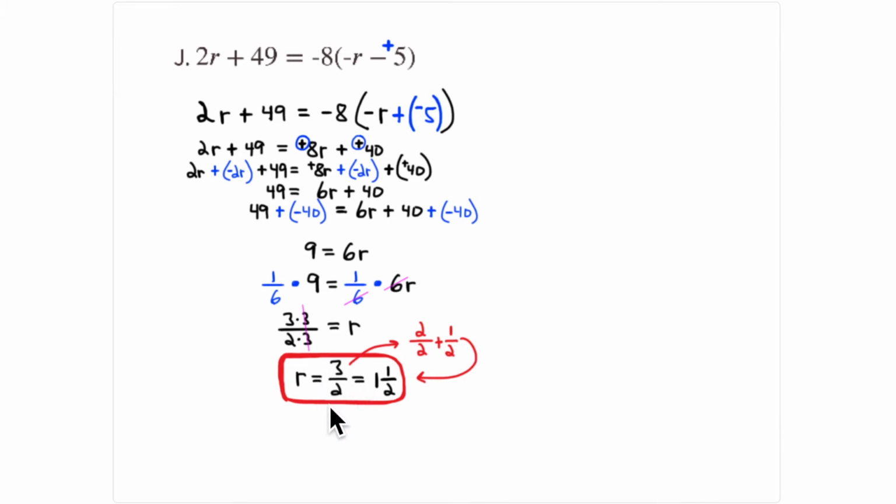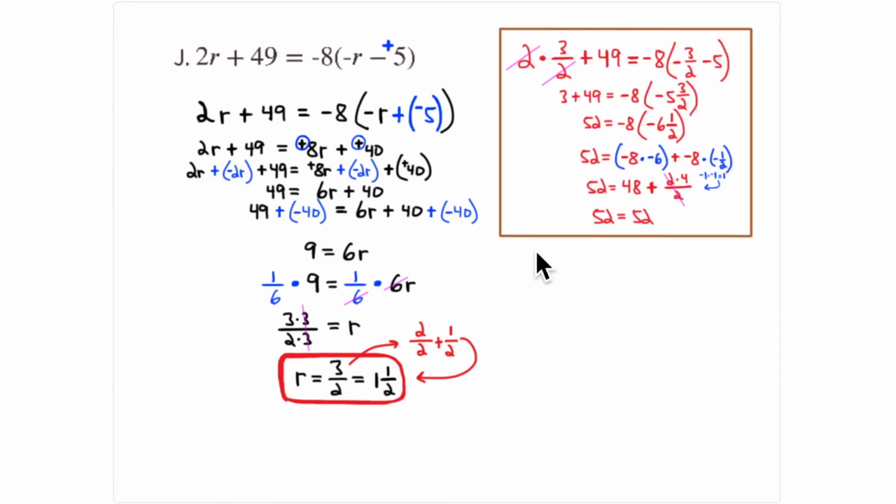Now to check the solution, it's much easier to work with 3/2, because one of the first things you're going to do if you work with 1 and 1/2 is change it to an improper fraction. So just begin with this improper fraction. So replace r with 3/2. This is a negative r, so it's the opposite of 3/2. So the opposite of 3/2 is right here.